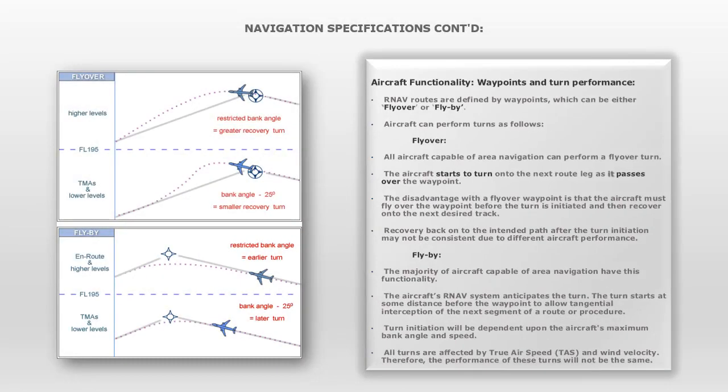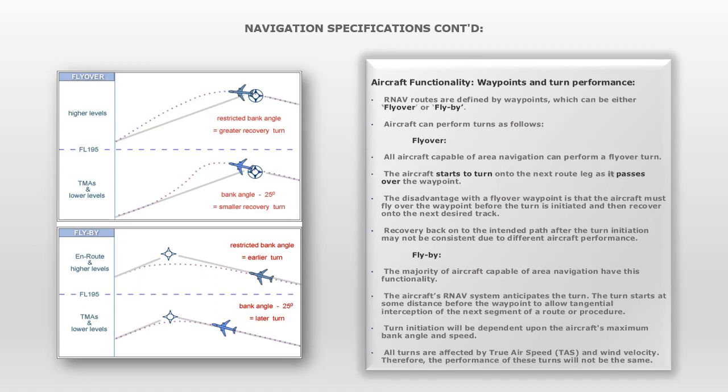Aircraft functionality, waypoints and turn performance. Our nav routes are defined by waypoints, which can be either flyover or flyby. Aircraft can perform turns as follows. Flyover. All aircraft capable of area navigation can perform a flyover turn. The aircraft starts to turn onto the next route leg as it passes over the waypoint.